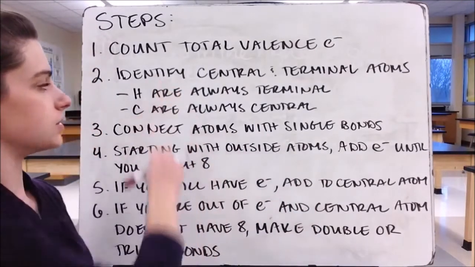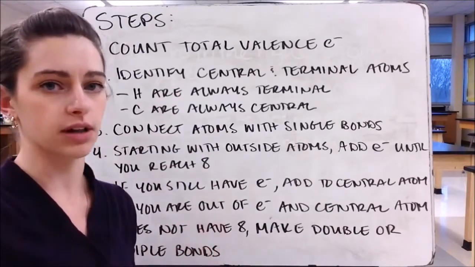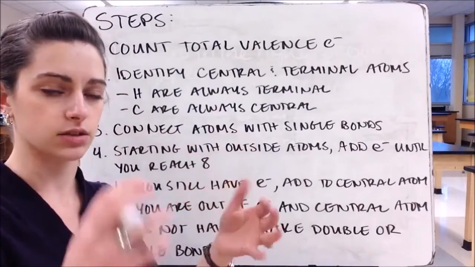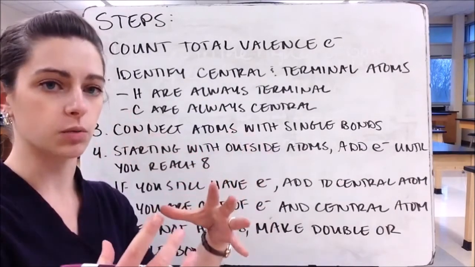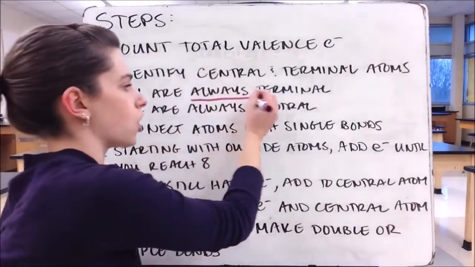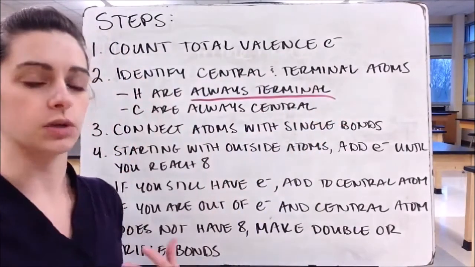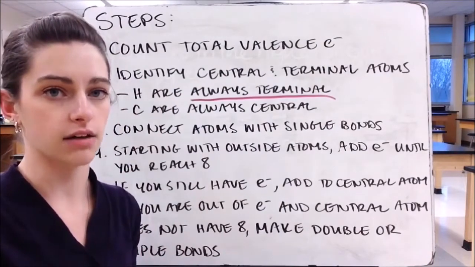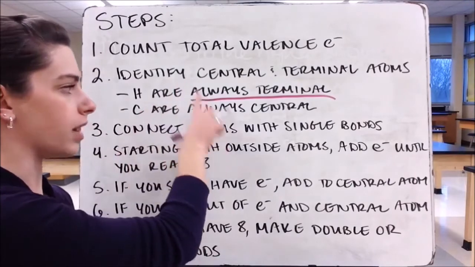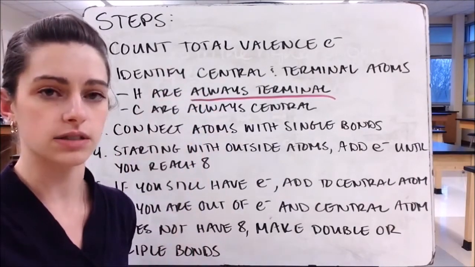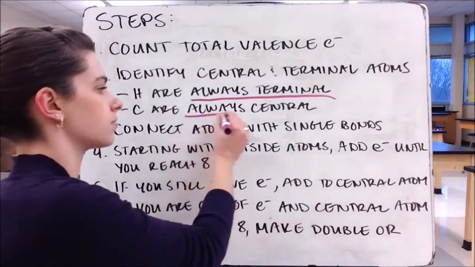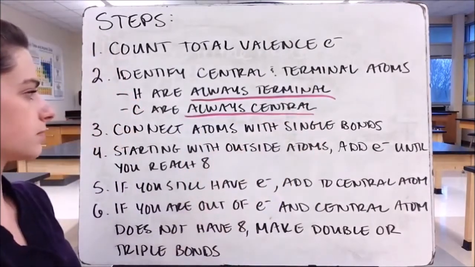The next thing you're going to do is figure out the central and the terminal atoms. So what's going to be in the middle of your molecule and what's going to be on the outside. Central is going to be in the middle, terminal will be on the outside. Hydrogen atoms are always, always, always terminal. You will never have a hydrogen in the middle of your molecule. Carbon atoms are always your central atoms. In the molecules that we're going to be drawing, your carbon will always be in the center. So carbons are always central.